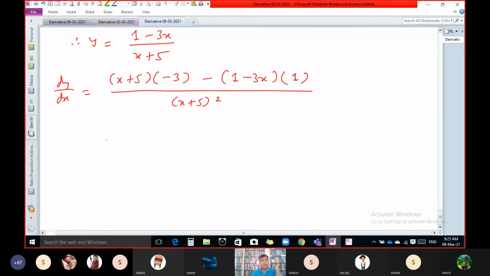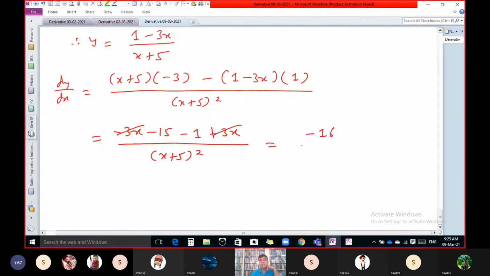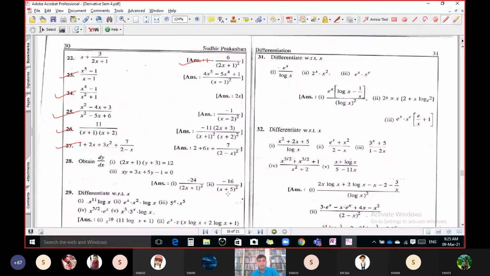Now open the bracket, what do we get? Minus 3x minus 15. And if you open this bracket, we get minus 1 plus 3x upon x plus 5 the whole square. You can cancel 3x. And minus 15 minus 1 is what? Minus 16 upon x plus 5 the whole square. This is our final answer. Minus 16 upon x plus 5 the whole square. This is the final answer. Okay.